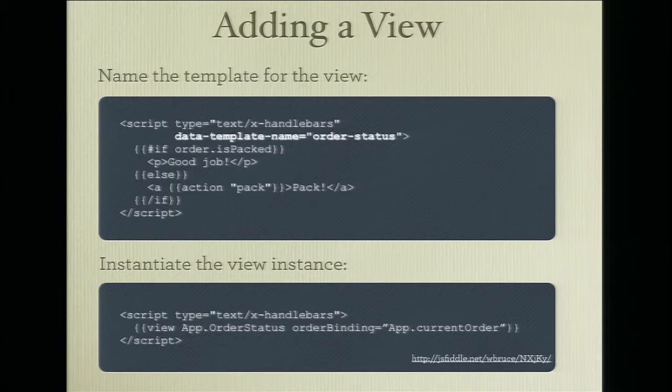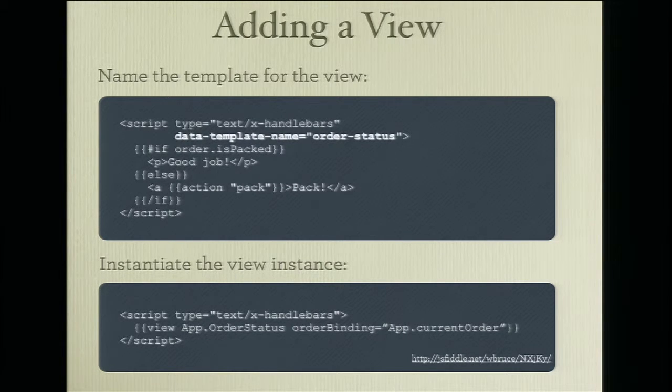So there's actually two templates here that you would drop into your HTML. The first one, you'll notice, is essentially the same one as before, except I'm just using order instead of app.currentOrder. But it actually has a data template name as well, which registers this with Ember as a template called order status. And the bottom one is the one that's going to automatically get inserted into the DOM because it doesn't have a template name. And here I'm using a helper called view.